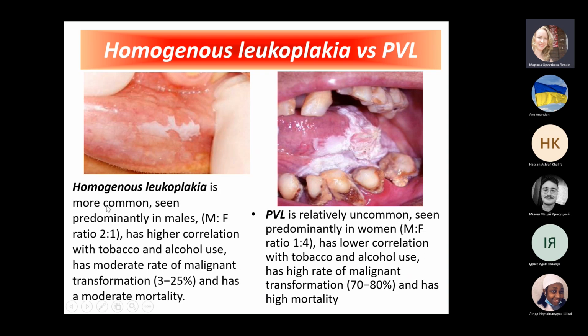Homogeneous leukoplakia is more common, seen predominantly in males, with a male-female ratio of 2:1. It has a higher correlation with tobacco and alcohol use, has a moderate rate of malignant transformation, 3.25%, and moderate mortality. Proliferative verrucous leukoplakia is relatively uncommon, seen predominantly in women, with a male-female ratio of 1:4. It has a lower correlation with tobacco and alcohol use, has a high rate of malignant transformation, 70-80%, and has high mortality.